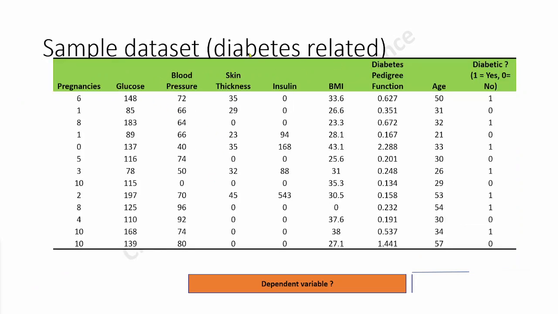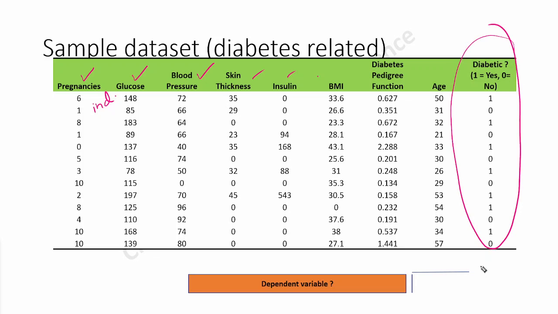One more example is a diabetes related data set, and again here the columns like number of pregnancies, glucose level, blood pressure, skin thickness are all independent columns, whereas we have the outcome column, whether the patient is diabetic or not, that would be a dependent column.